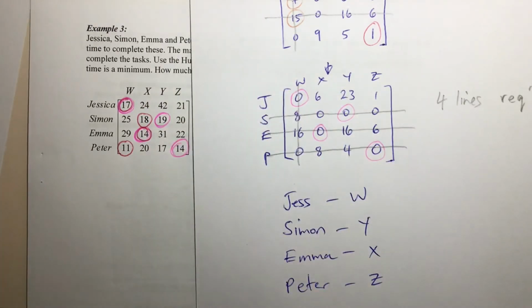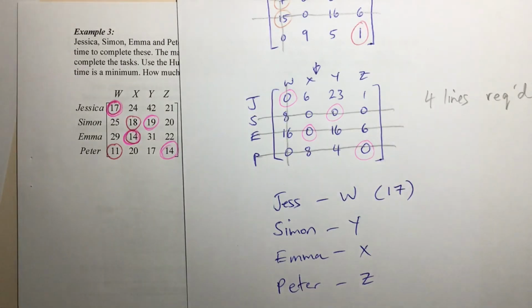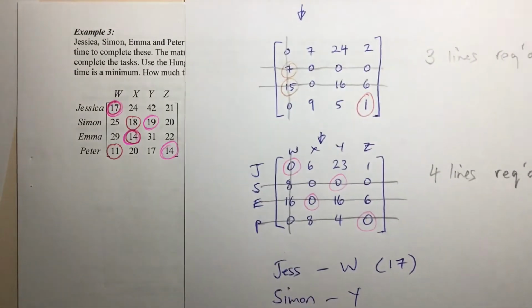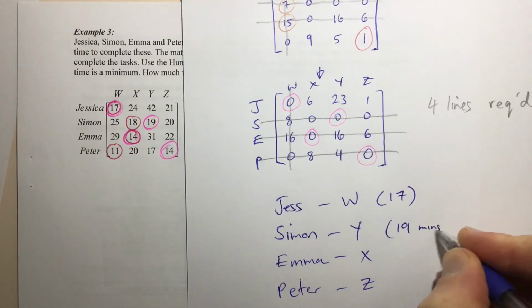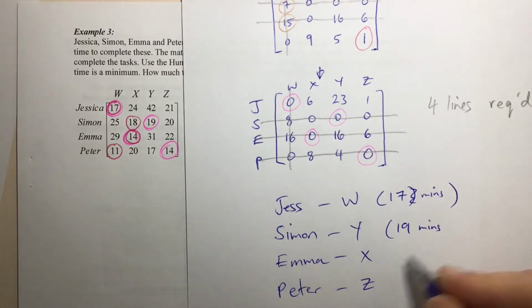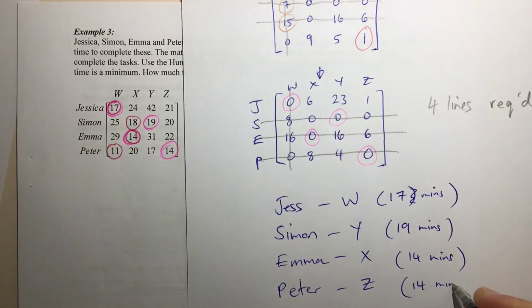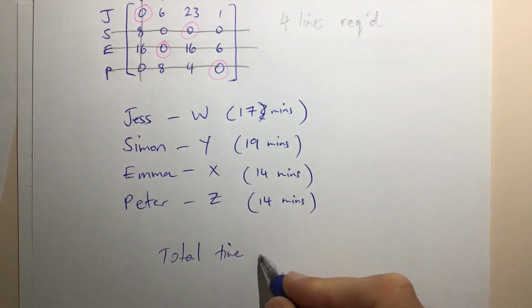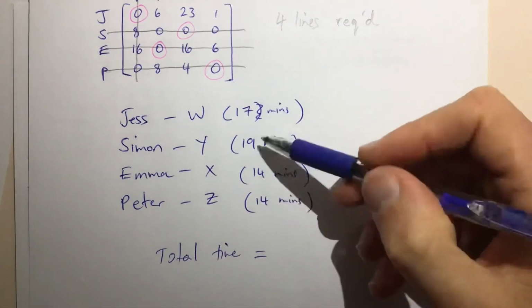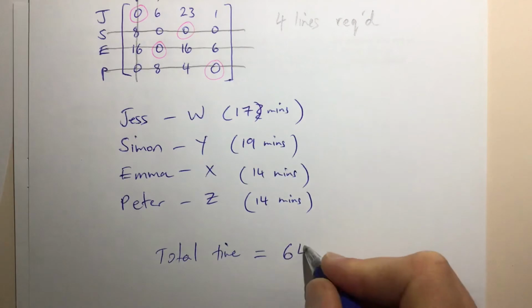Running through those, Jess doing job W is going to take 17 minutes. Simon to do job Y is going to take 19 minutes. Emma to do job X is going to take 14 minutes. And Peter to do job Z is going to take 14 minutes as well. So the total amount of time, if we add all these together, 17 minutes plus 19 minutes is 36 minutes, then plus 14 is 50, then 64 minutes in total.